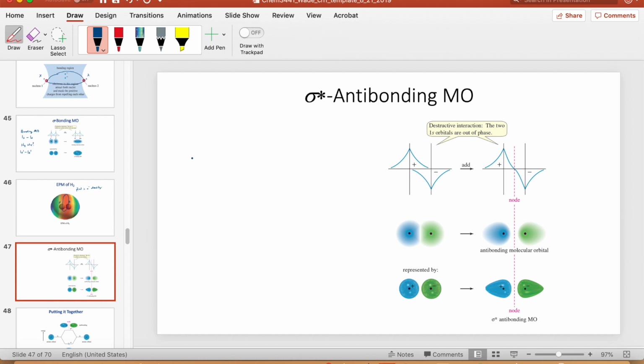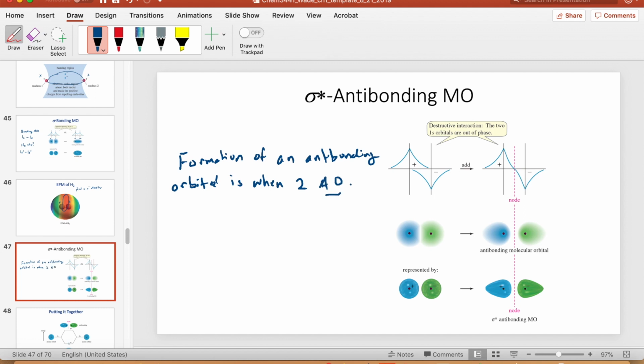And so formation of an antibonding orbital is when two atomic orbitals overlap out of phase.